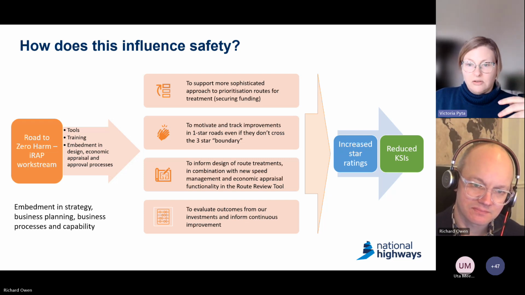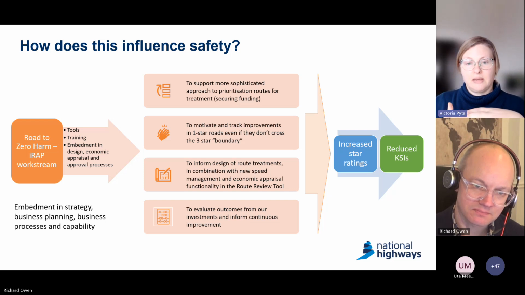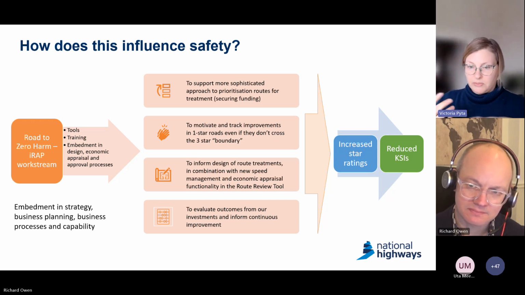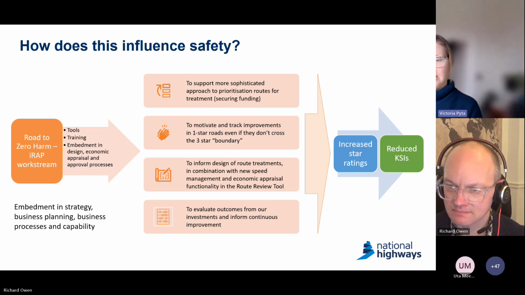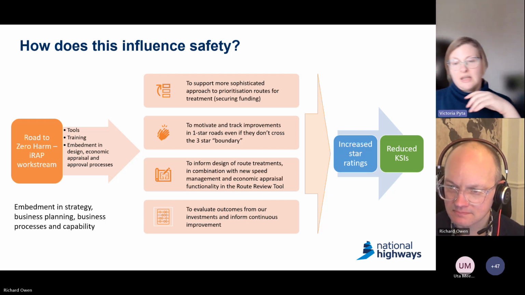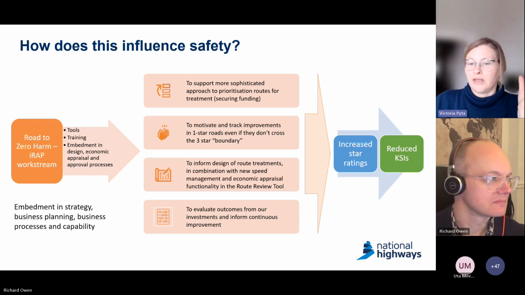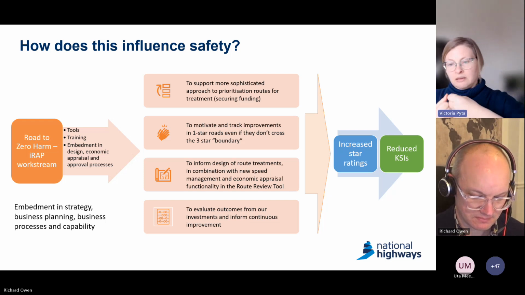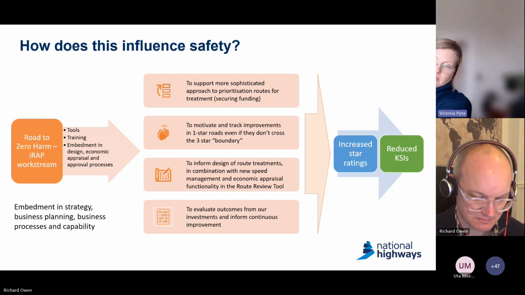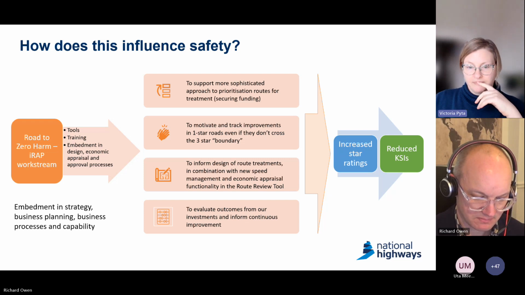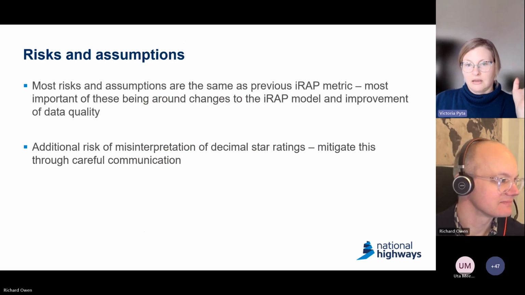We use this to inform the design of route treatments in combination with some new functionality in that tool that we've got, which now includes speed management measures and an ability to output information that can be put directly into business cases. And we use it to evaluate some outcomes from our investments. And all of this together helps us to increase the star ratings on our roads, which reduces KSIs. I'm going to skip that because we don't have time.